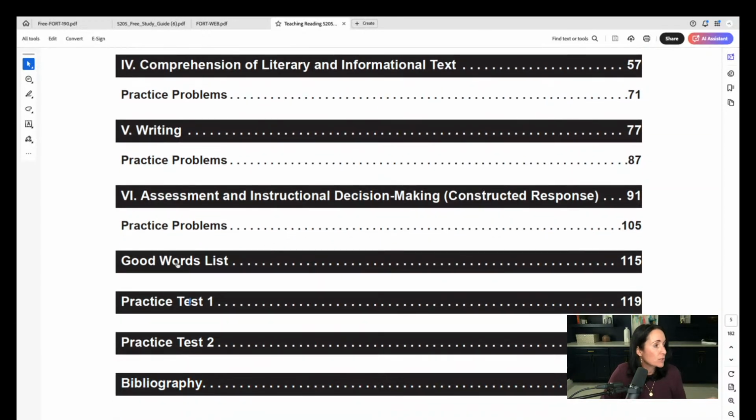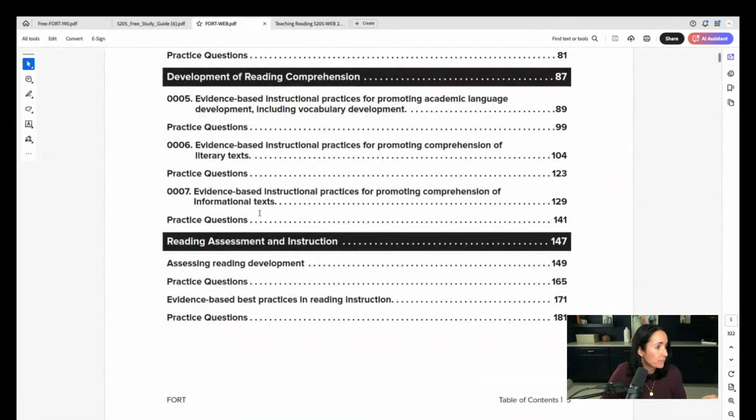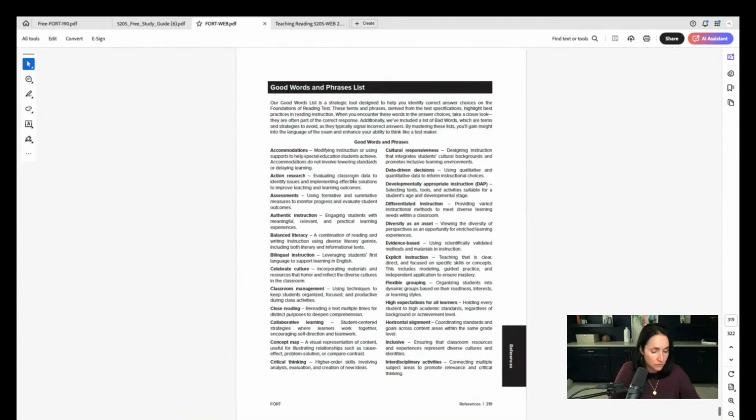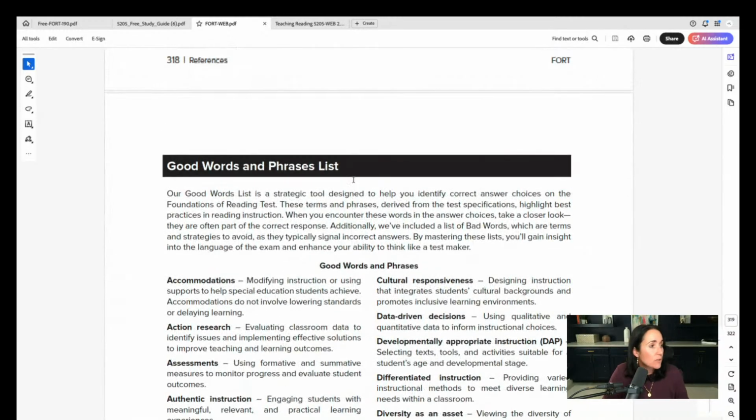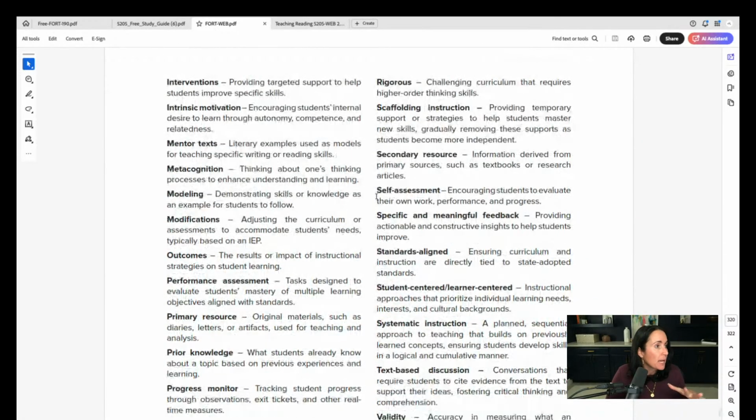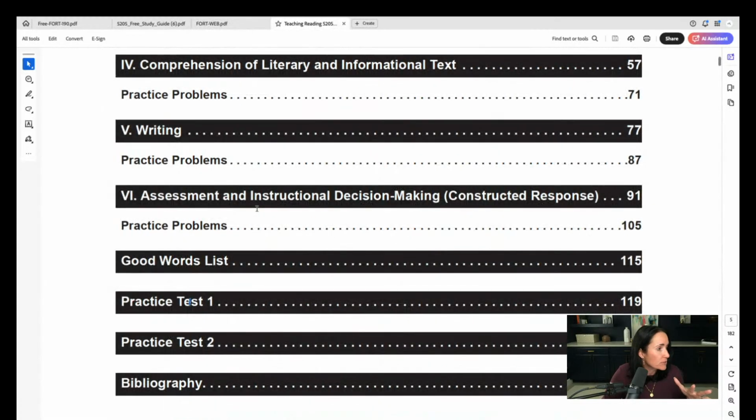Of course, I have a good words list in my study guides, because notice here, good words list. I'll just show you a little bit of that. These are all the words you're going to see in the correct answer choices. These are words taken directly from the test specifications and the standards. And so when you see these words in answer choices, you're going to want to pay attention and really zero in on them. And so we have those in our books, and I have one for this as well.